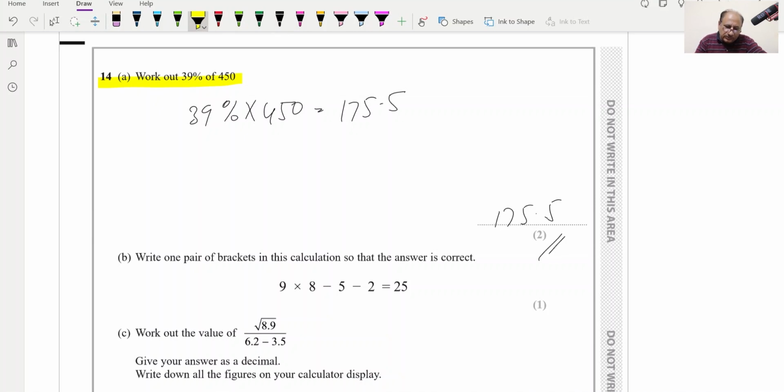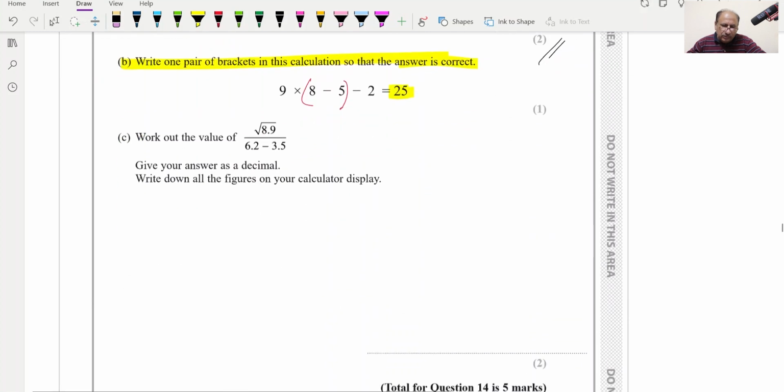B part says write a pair of brackets in this calculation so that the answer is correct, and answer required is 25. If we put brackets over here, so 8 minus 5 will be 3, 3 into 9 will be 27, and 27 minus 2 will be 25. So brackets should be over here.